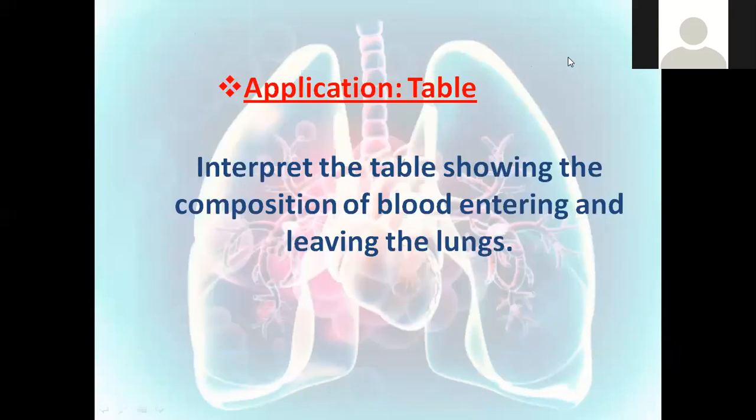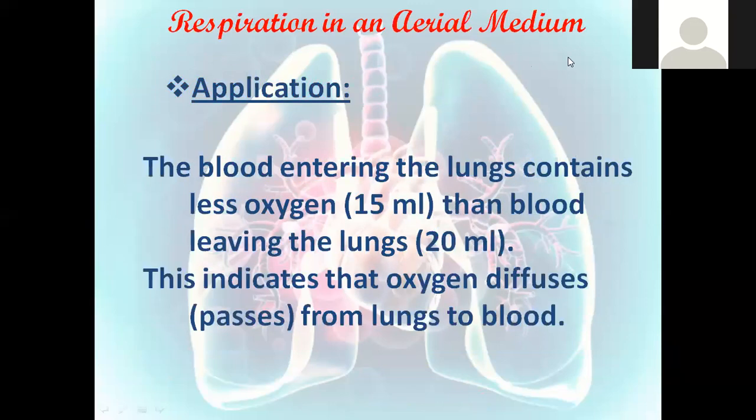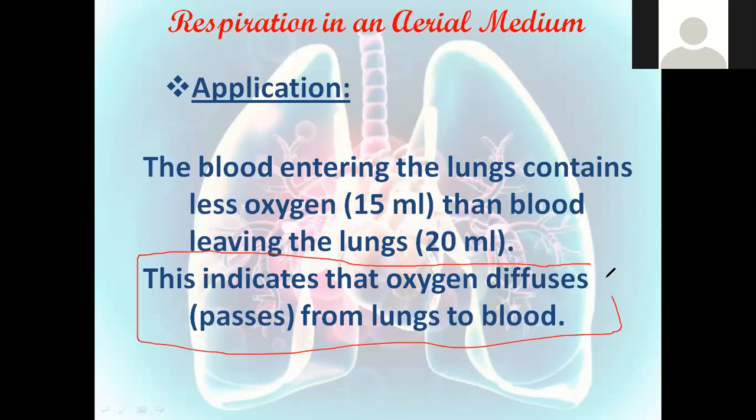They said interpret the table. Here, instead of interpret, I did comparison because I want you to get used to the word compare, more than interpret. So the blood entering the lungs contains less oxygen, 15 milliliters, than the blood leaving. So this means that the oxygen diffuses. Here is the important sentence: this means that oxygen diffuses from the lungs to the blood.